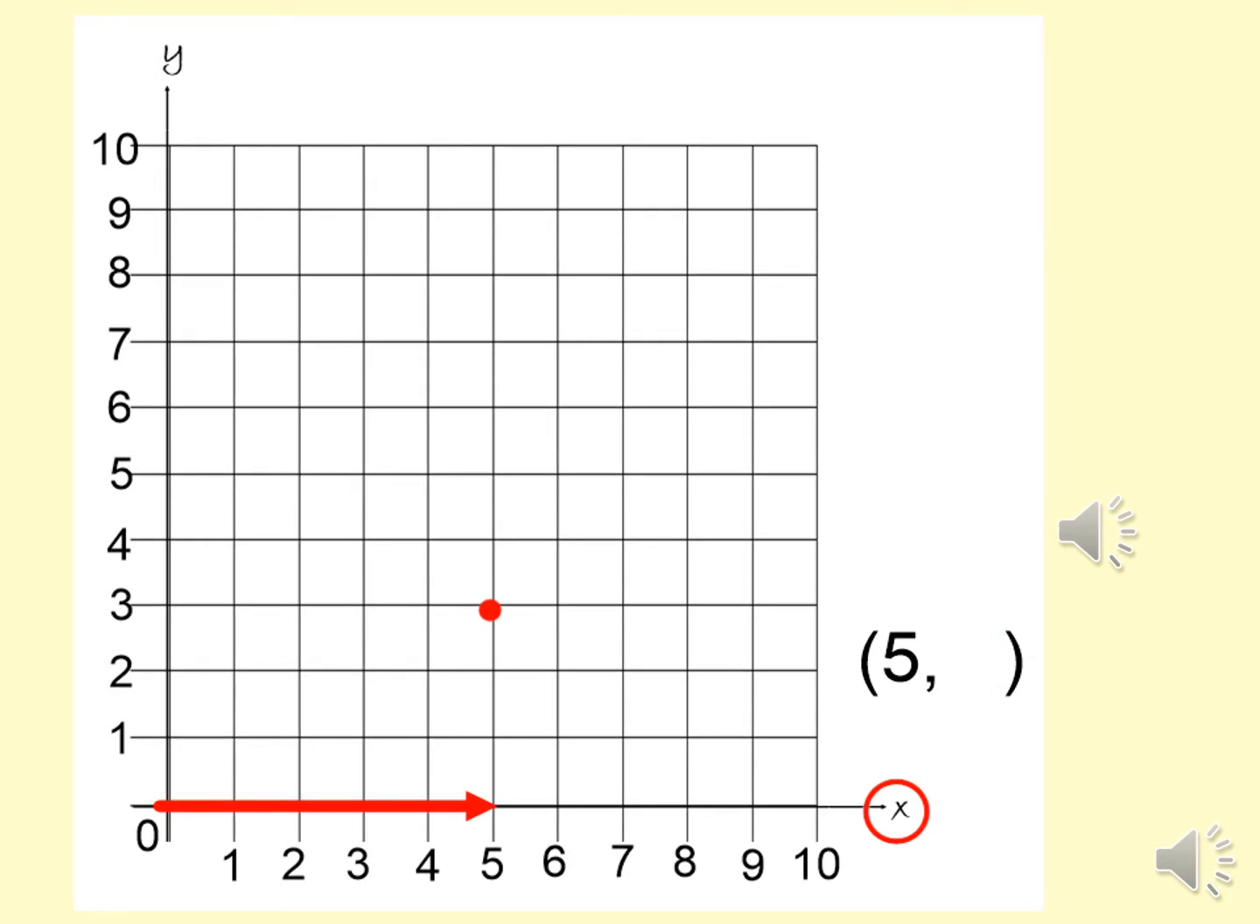It's important to remember that when we're writing a coordinate of a point on a grid, we always use the number on the x-axis first, the one that goes left to right. So if we look at this example, we can see that the red dot that marks our coordinate on the x-axis is level with the number 5. So the first part of our coordinate for the dot that we've put is 5.